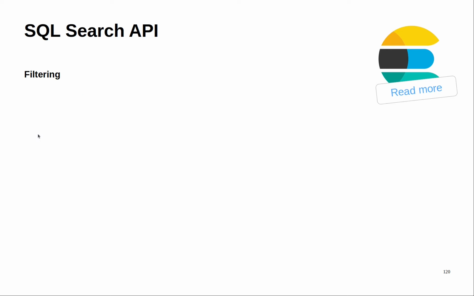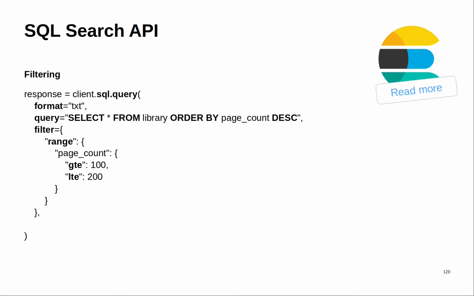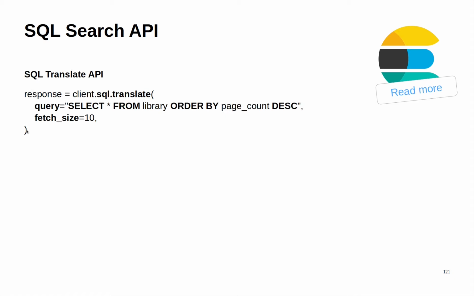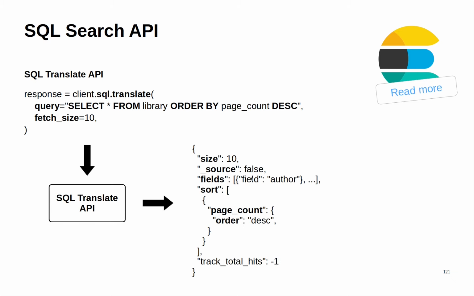Now let's discuss filtering. It is simple. Just add your filter query. The SQL API will execute the SQL query and filter the returned documents based on your criteria. And if you want to control the number of documents returned by the filter query, make sure to use the fetch size parameter. Finally, you can use the SQL Translate API to convert a SQL query into a Query DSL query. This is helpful if you ever need to switch back to using Query DSL and don't want to learn the syntax, as an example.